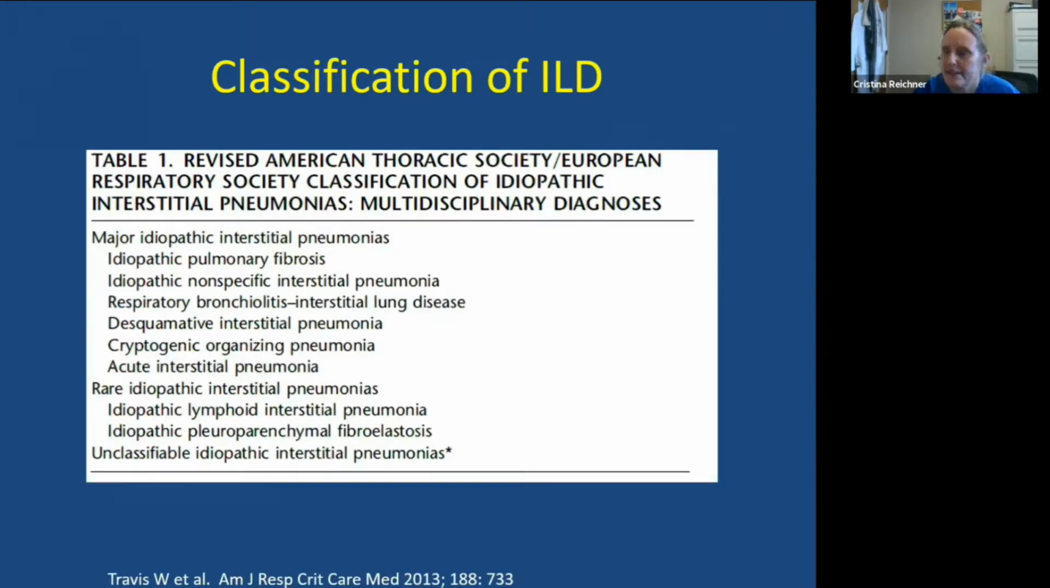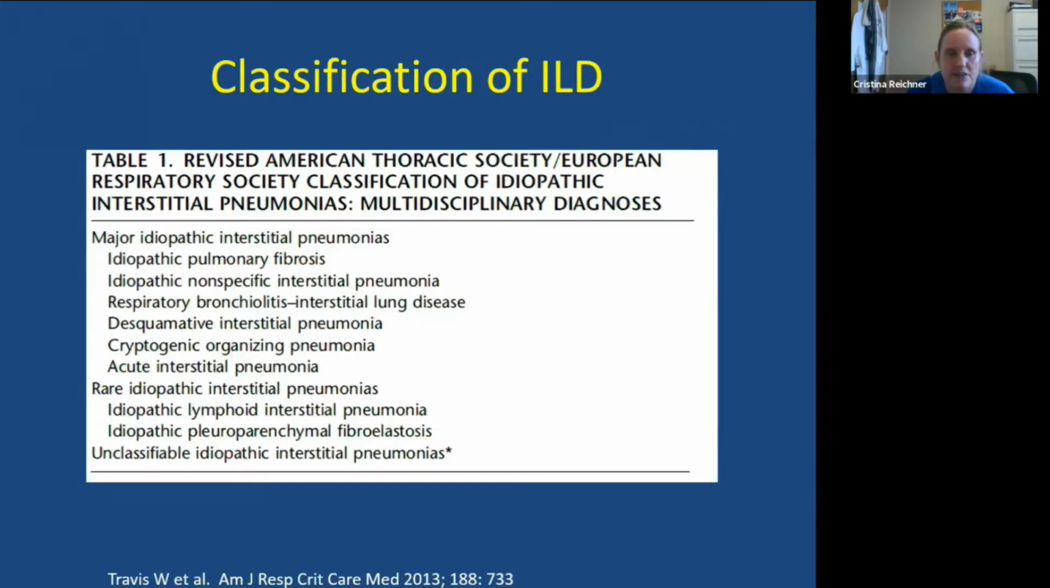This is the most recent classification of interstitial lung disease. It has gone through a couple of revisions along the years, but this is the one that we use nowadays. The main ones I'm going to address are the ones that you're probably already familiar with, or at least have heard of. So that being IPF, NSIP, or non-specific interstitial pneumonia, respiratory bronchiolitis ILD, desquamative interstitial pneumonia, or DIP, cryptogenic organizing pneumonia, which we actually see a fair amount of the time in the ICU, and then acute interstitial pneumonia.